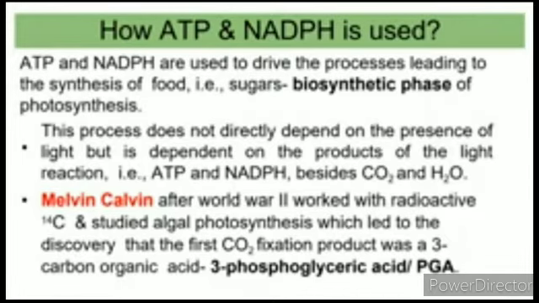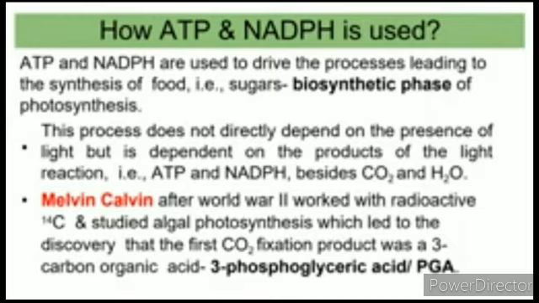How ATP and NADPH are used. ATP and NADPH are used to drive the process leading to the synthesis of food, that is sugars, the biosynthetic phase of photosynthesis. This process does not directly depend on the presence of light but depends on the products of the light reaction, that is ATP and NADPH, besides carbon dioxide and H2O.